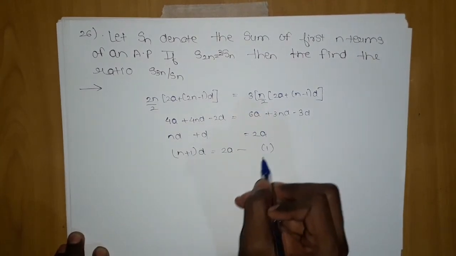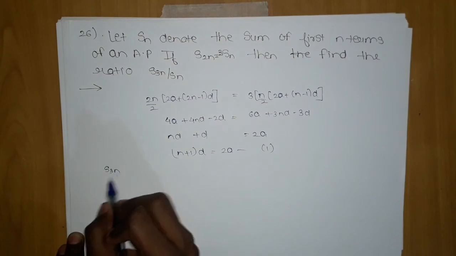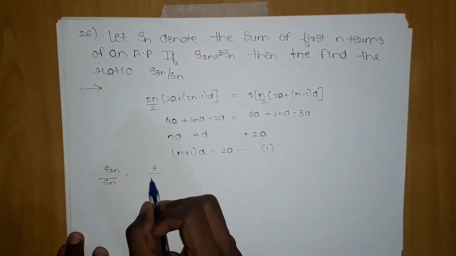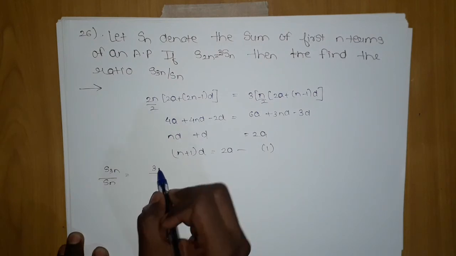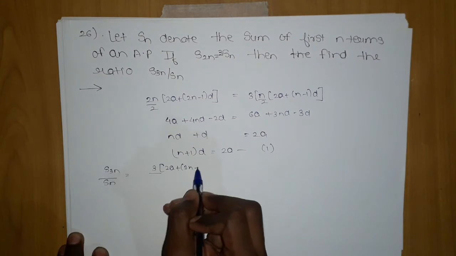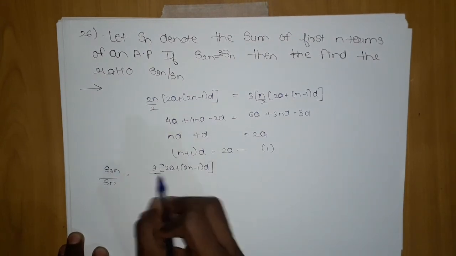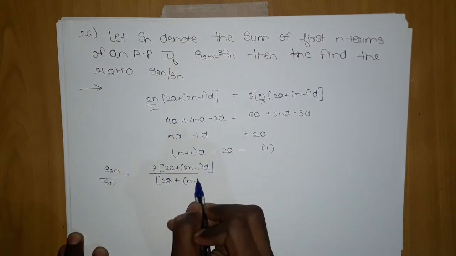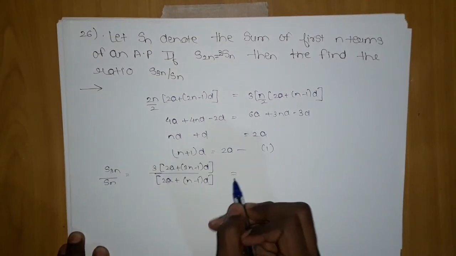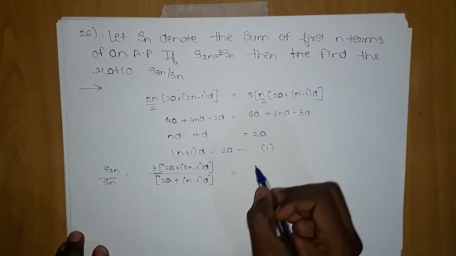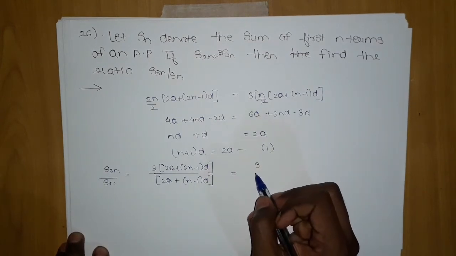One thing. Now we want S3n upon Sn. What do we have? n by 2 will cancel out from both sides, so 3 will be here, and here it will be 2a plus 3n minus 1 into d, upon 2a plus n minus 1 into d. In sequential series you should be fast in calculating, because here the calculation part is big. It is more than what quadratic has.